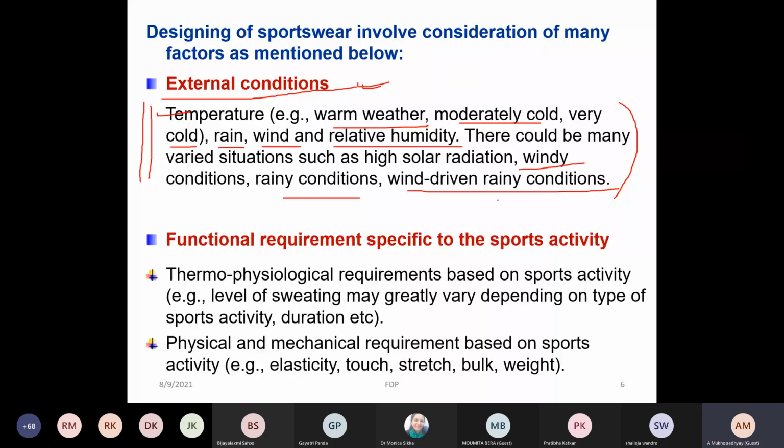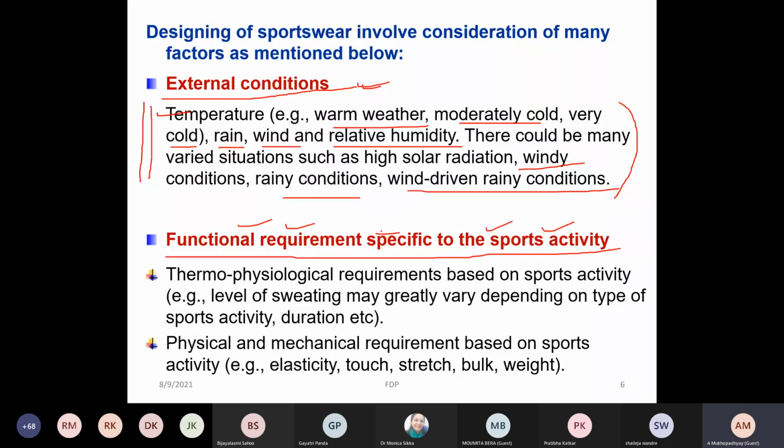On the other hand, if you look at the other requirement, functional requirements specific to the sports activity. Swimwear has to be designed in a different way. It should not be bulky, it should be next to the skin. On the other hand, football wear is not designed in such a way that it should be next to the skin. So the designing of football wear is different from swimwear. So functional requirements specific to the sports activity also need to be considered. Different sports activities need different kinds of requirements.